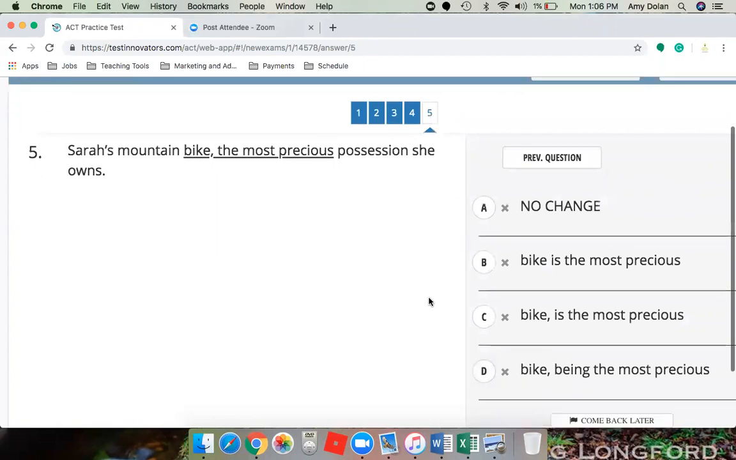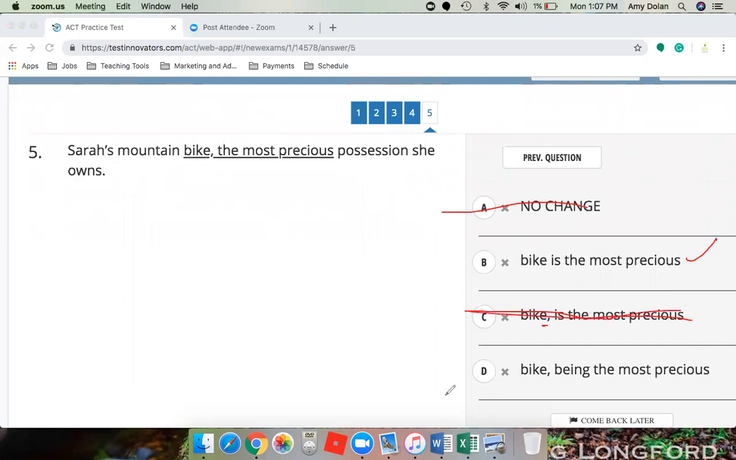All right. And the last one we're going to do: Sarah's mountain bike, comma, the most precious possession she owns. We know we need something there because it's kind of awkward. Sarah's mountain bike, the most precious possession she owns. Seems like this could actually work. Is the most precious, right? Do we need a comma? Let's see if there's a natural pause. Sarah's mountain bike, pause, is the most precious possession she owns. Say that fast three times, precious possession. So we don't need that comma there. Sarah's mountain bike, comma, being the most, awkward. So yeah, we don't need a comma. Sarah's mountain bike is the most precious.